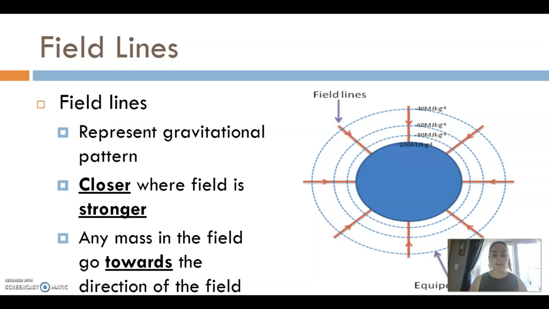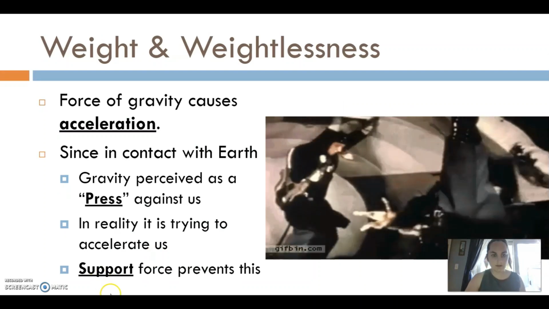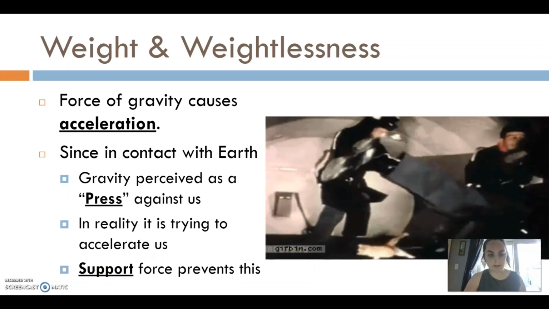And so with this cancellation of G, we're going to experience no weight. The further that we get away, again, the strength of those field lines decreases. So our weight, we're going to feel like we have less weight, and that has to do with less gravitational force acting on us.